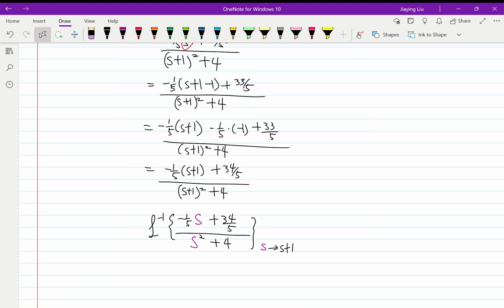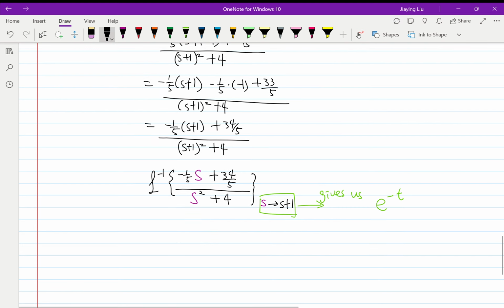And how is this going to help us? Well, from here we can just focus on this part by separating the fraction into 2. But keep in mind that this eventually will give us the exponential function, so this part is going to give us e to the negative t at the end, just like we have done before.